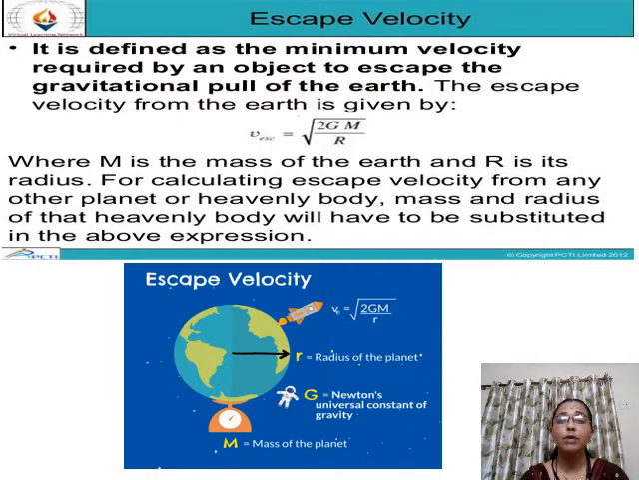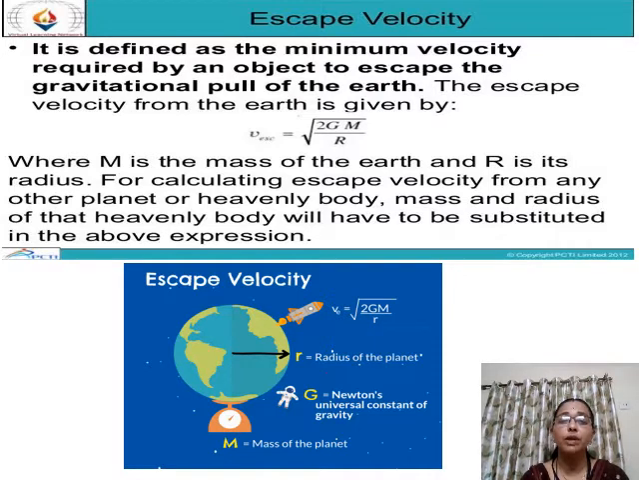Vesc is escape velocity. Its formula is under root 2GM upon r. M is the mass of the earth, r is the radius of the earth, g is the gravity constant, and v is the escape velocity. So for calculating escape velocity from any other planet or other heavenly body, we have to substitute the mass and the radius of that planet or heavenly body in this formula.